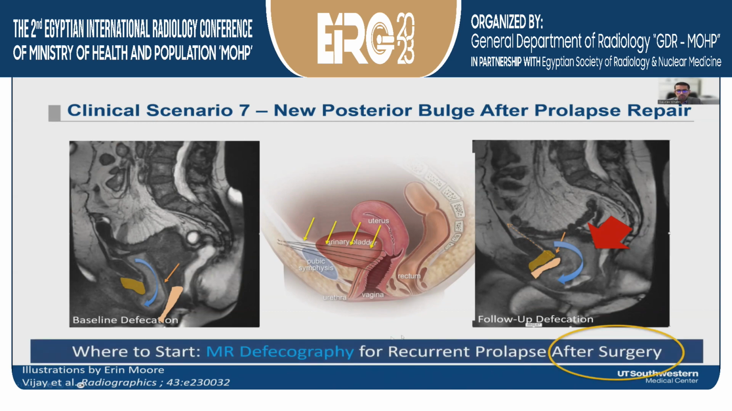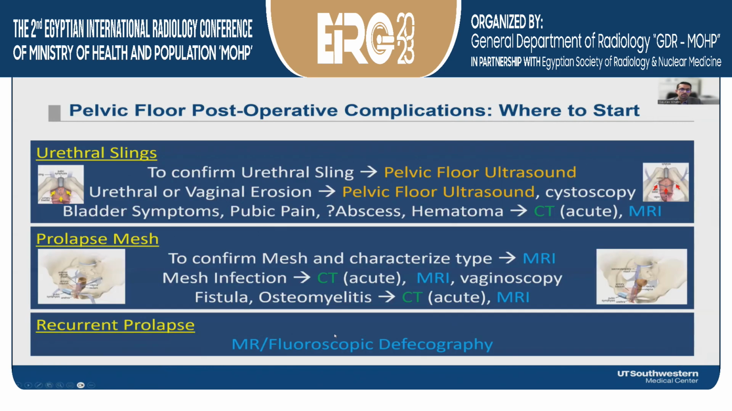So if you have patients that present for recurrent prolapse after surgery, you may do an MR defecography. In certain cases, a fluoroscopic defecography may be beneficial as well. So to summarize, for urethral slings, you start with either pelvic floor ultrasound, or you may get an MRI depending on the suspected complication. For prolapse mesh, you tend to go more with the MRI, may get a CT in the acute setting, and then for recurrent prolapse, you can do either MR or fluoroscopic defecography.